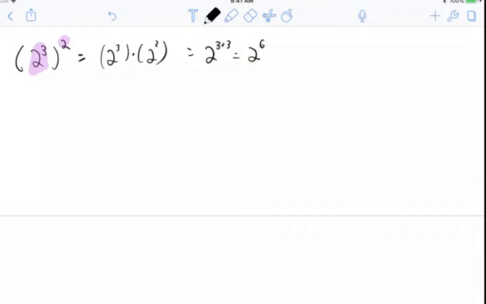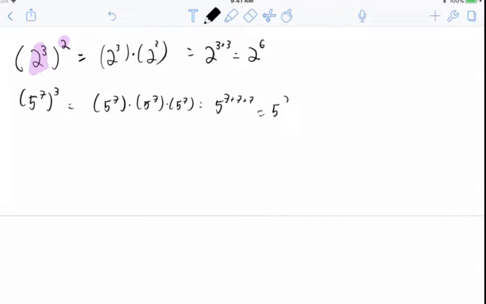Okay, so is smart Alec, try this one. That's equal to 5 to the 7 times 5 to the 7 times 5 to the 7. So that's equal to 5 to the 7 plus 7 plus 7. So that's 5 to the 21.